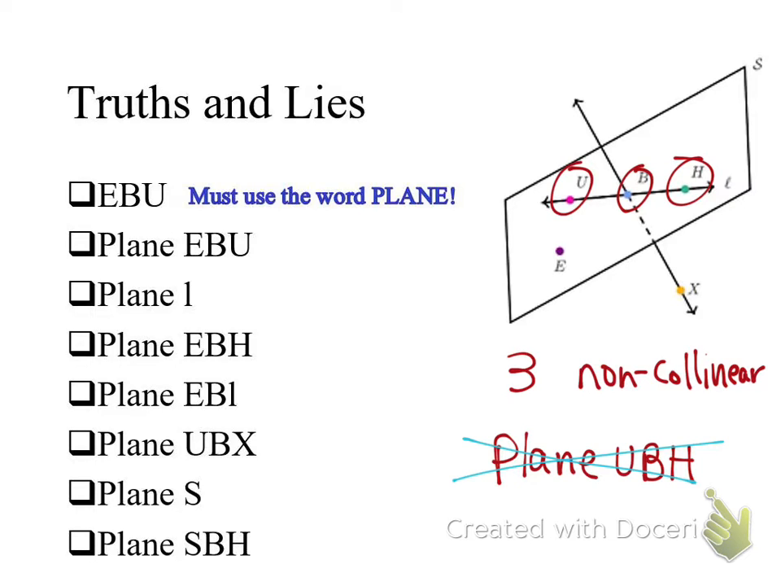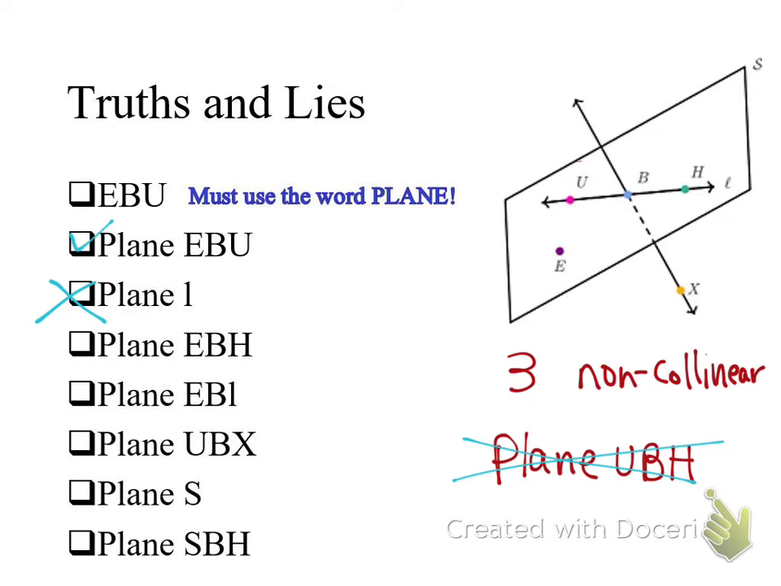So when it says plane E, B, U, let me erase one. E, B, U, are these 3 on the same line? No. So we're good to use this one. Plane L. Is L the name of this plane? Yes. No. Yes. No, the S. What is it the name of? It's the name of this line. So it is not the name of the plane. And whenever you name a plane with 1 letter, it should be a capital letter.